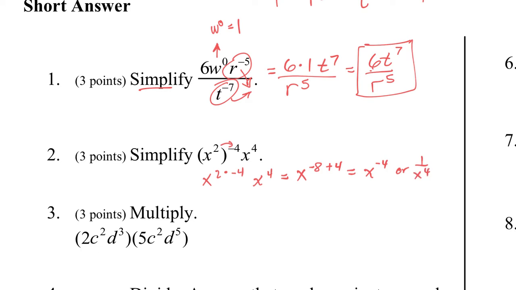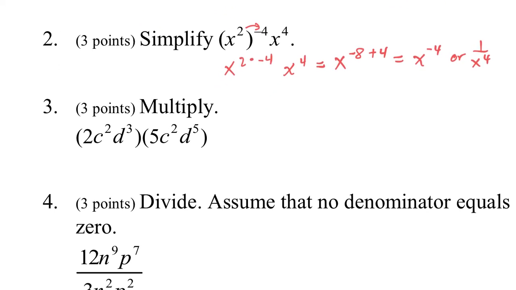Or if you want to express it as a positive exponent, that would be 1 over x to the 4th. I guess either one would be okay, because it didn't really say express this as a negative exponent or express it as a positive exponent. If you express it as a negative exponent, this would be your answer. If you express it as a positive exponent, this would be your answer. All right, let's move on to number 3.